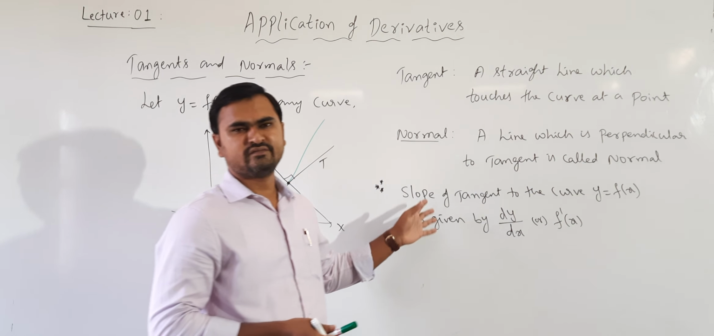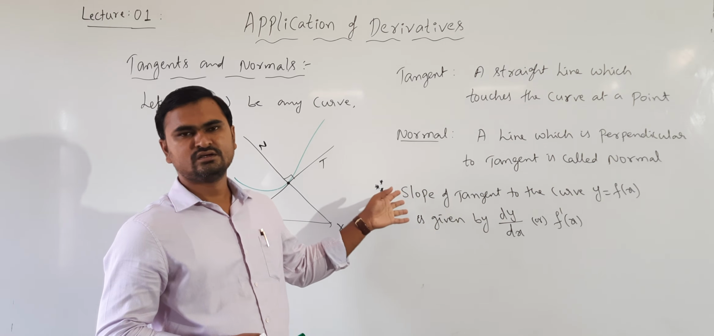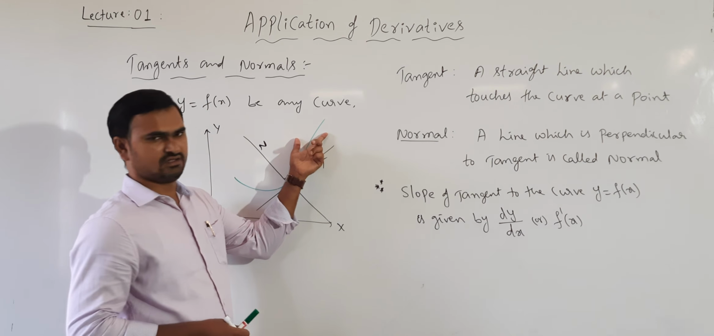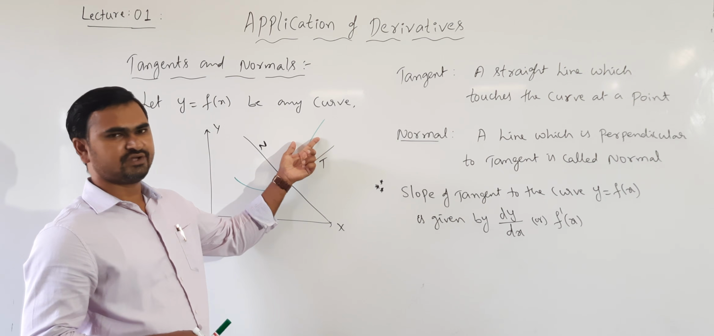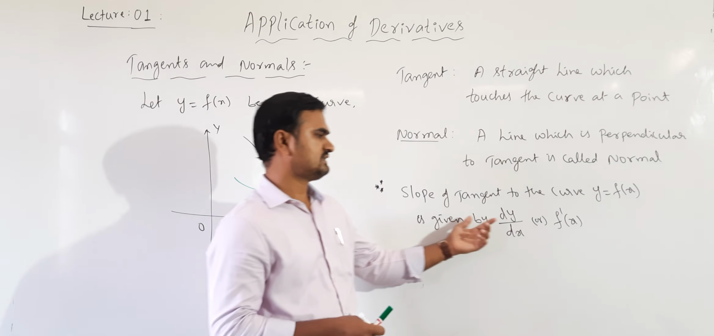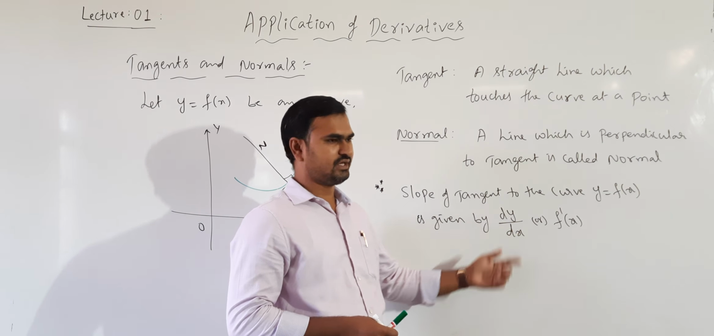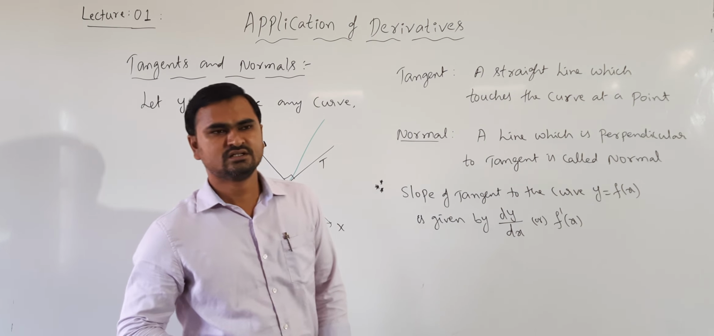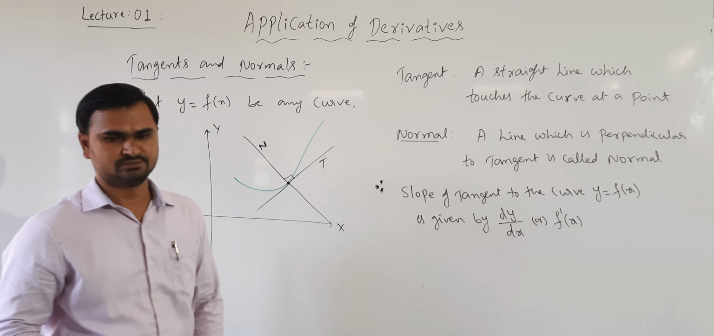Actually derivatives were invented for finding the slope of tangents to curves. So any curve is given, at some point if you want to find the slope of the tangent, what you have to do is find the derivative of the curve. So dy by dx or f dash x always indicates the slope of the tangent to the curve.